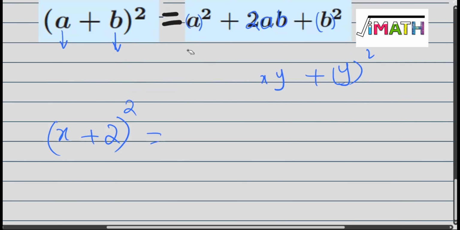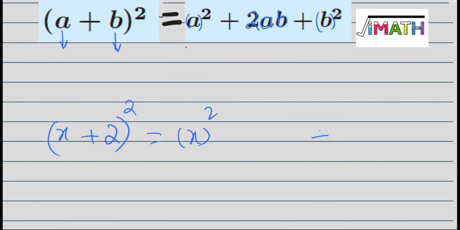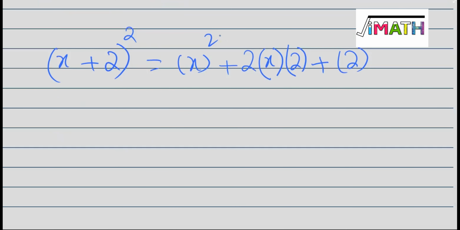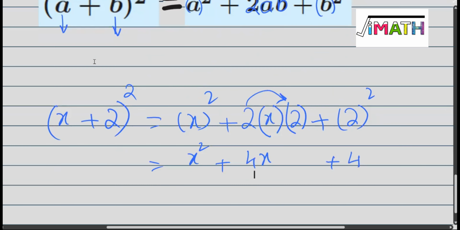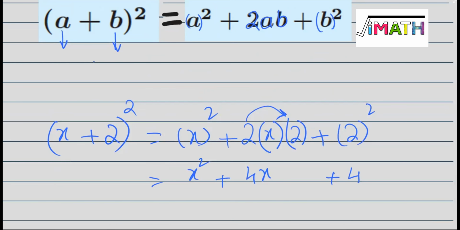So first term, x squared, we're gonna call it a squared. And 2 squared, we're gonna think of it as b squared. And then here in the middle, you'd have 2 times 2 times x. If we just simplify that, it's gonna be x squared, and 2 squared is gonna be 4, and in the middle it's gonna be 4x. Okay, perfect.